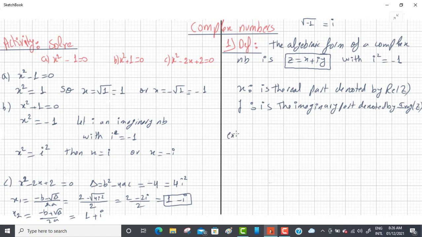For example, if you have z equal 3 plus 2i, so this is a complex number, it's formed of two parts. The real part of z is 3, the imaginary part of z is 2.